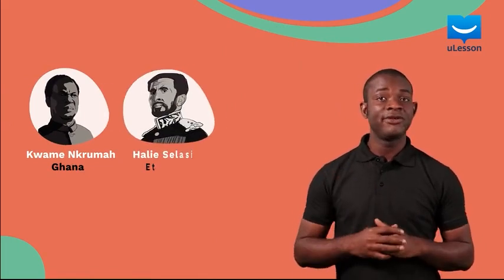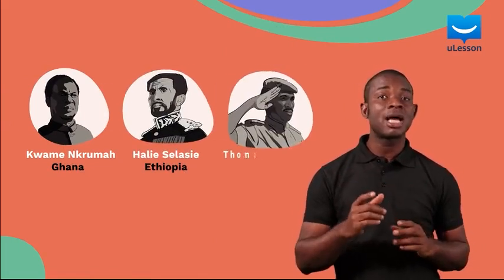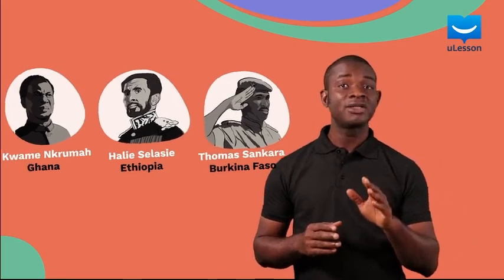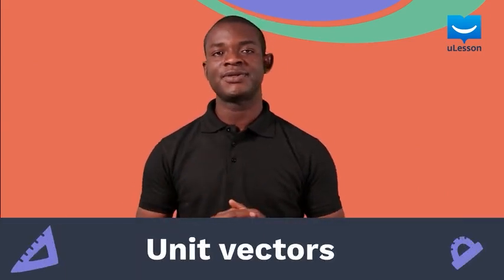There are so many advocacies for unity. As the disadvantages of disunity continue to bite hard on the general society, notable figures like Kwame Nkrumah of Ghana, Haile Selassie of Ethiopia, and Thomas Sankara of Burkina Faso advocated for unity. Some vectors may also be seen as advocates of unity. They are called unit vectors.